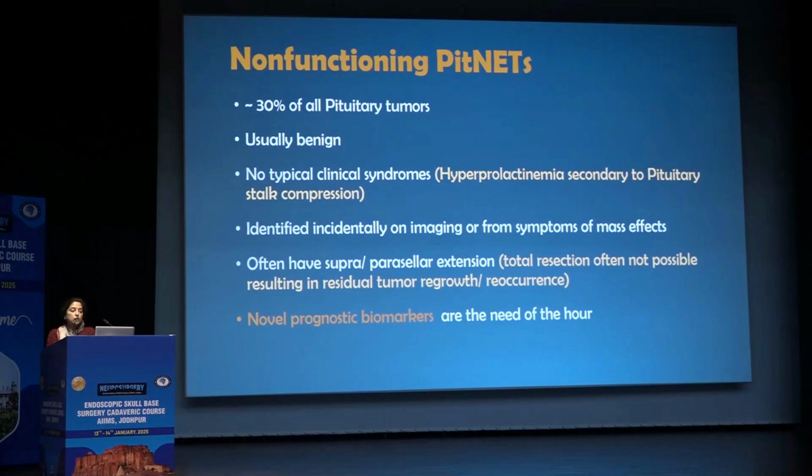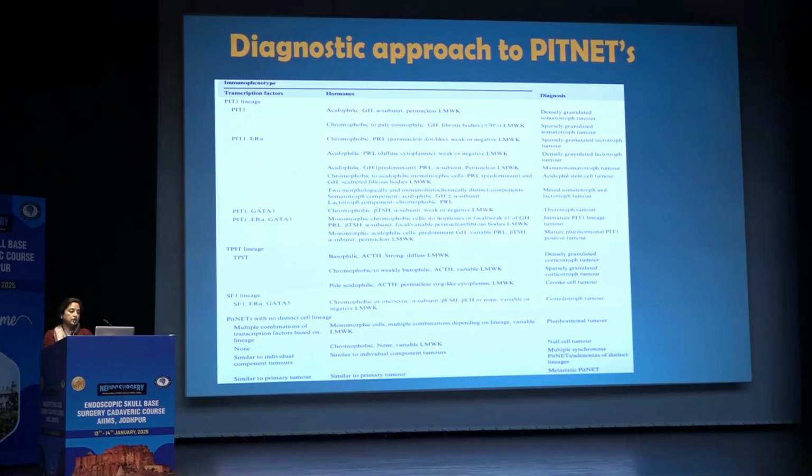Why? Because for the functional PitNETs, we do have biomarkers, and if we keep on monitoring those biomarkers, you will detect the recurrence in functional PitNETs in a timely manner, and so that you can go ahead with your management. But unfortunately for non-functioning PitNETs, we do not have any such biomarkers. So that leads to a delayed identification and suboptimal management.